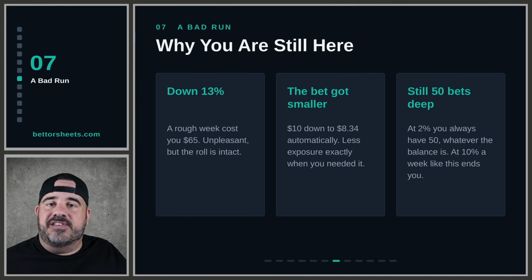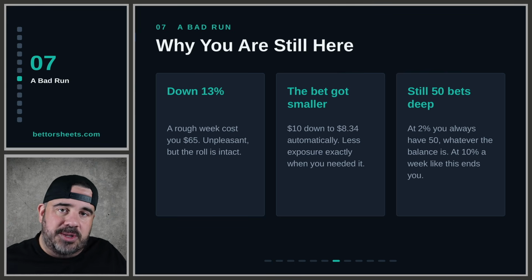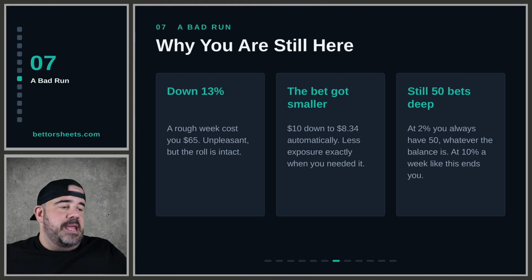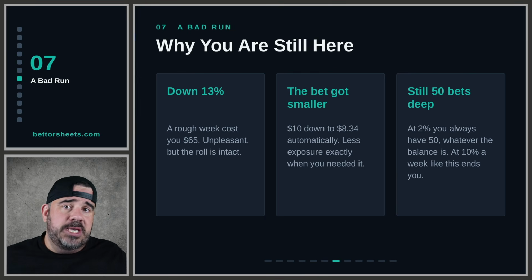This way, you lost $65. Oh well. The bet got smaller, but you only went from $10 to $8.34. You can extrapolate that and make those numbers whatever you want based on your unit, on your bankroll size, but we're using the $500 rule here. So still, you still get 50 bets. 50 bets deep every single day.